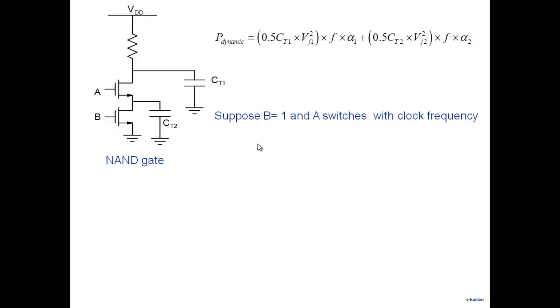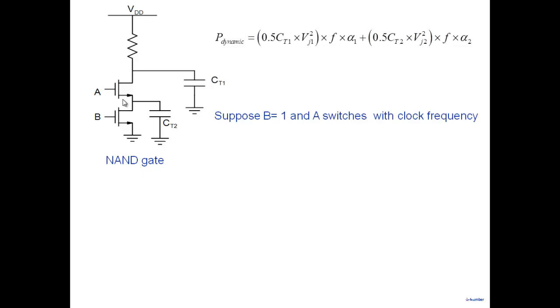Anyway, all right, let's do it like this. Let's take two examples. Suppose B equal to 1. 1 means I connect it to VDD. And A switches with clock frequency. I connect it to the clock. So in this case, if B equal to 1 is connected to VDD, what happens to this particular node? This particular node gets connected to ground. And so this node is not switching at all, so activity level alpha 2 is 0.